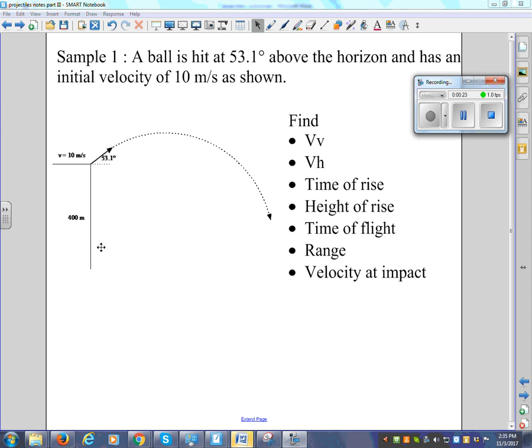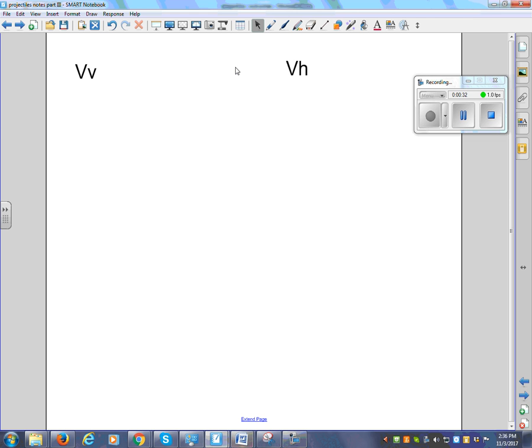Don't write this stuff down on the right. You're going to write down as we go. Don't write now. Okay? We're going to do each one step. The 53.1, there is a reason for that. Okay? All right, so let's find the vertical component.